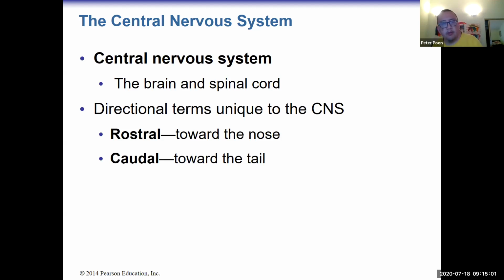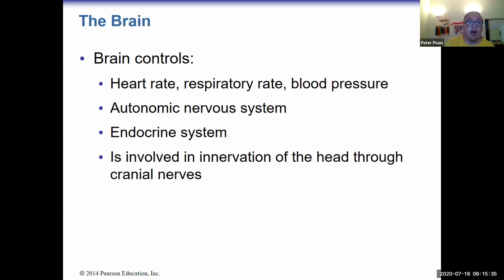So the terms unique to the CNS are rostral and caudal. Rostral means toward the nose. Caudal means toward the tail. It seems kind of weird in humans, right? Because one, we don't have a tail, and two, our nose and where the tail is supposed to be are in different directions. But if you look at an animal like cats or dogs, the nose to tail run pretty much in a straight line. So the brain controls basically everything.